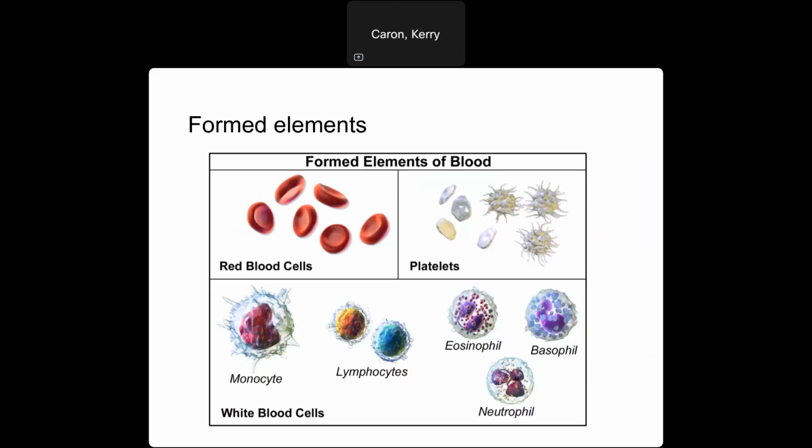So we talked a little bit about plasma. Let's dive into formed elements. I mentioned that the majority of the formed elements are red blood cells, giving blood its nice red color. And then you have platelets, which are for clotting, and 5 different types of white blood cells. And you can see how they even look different.